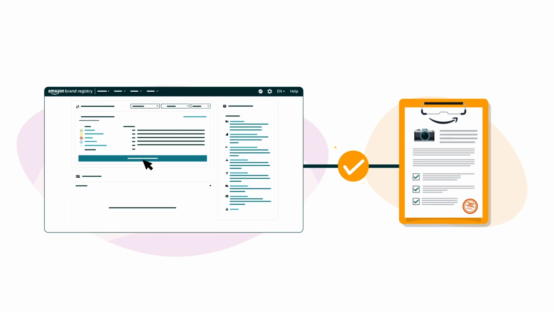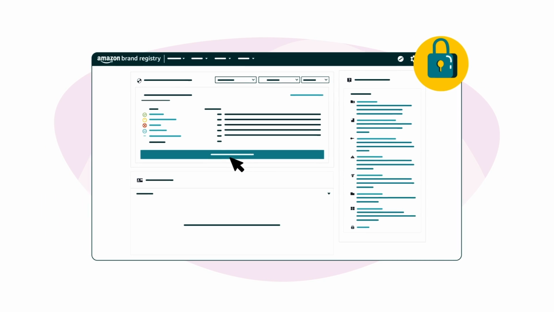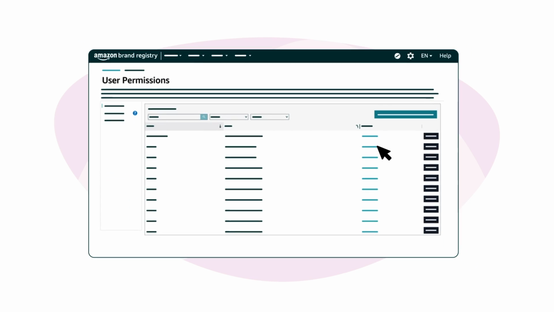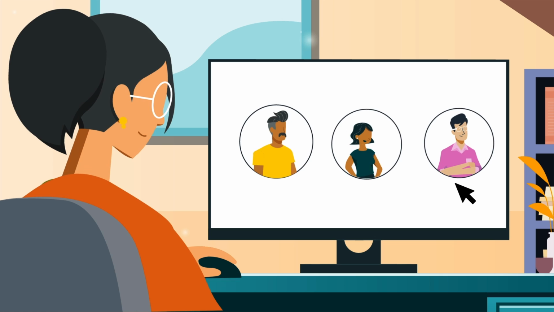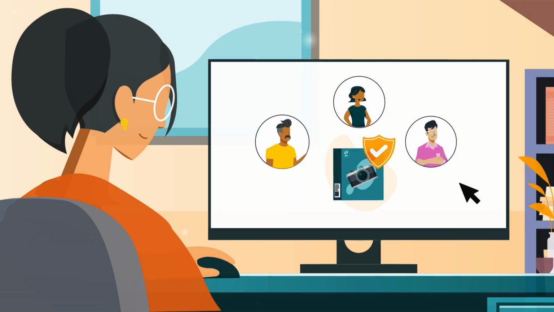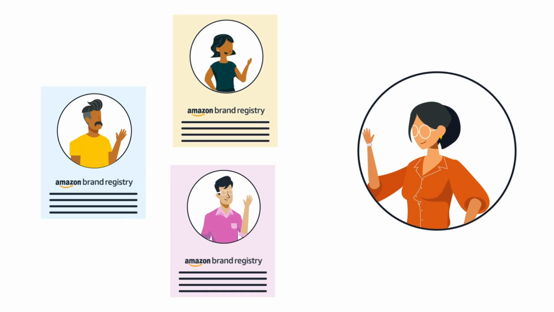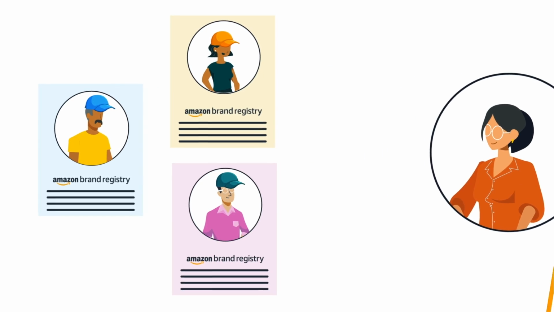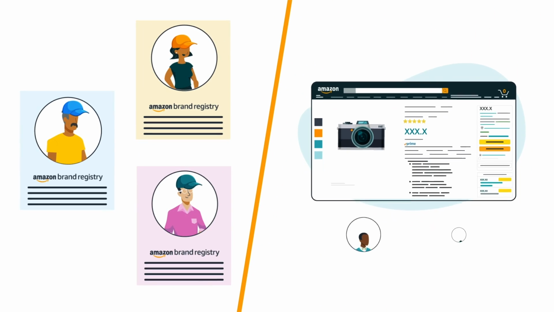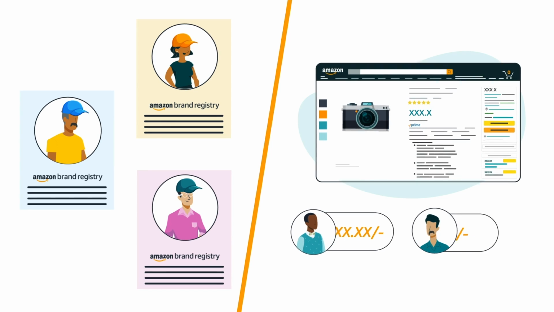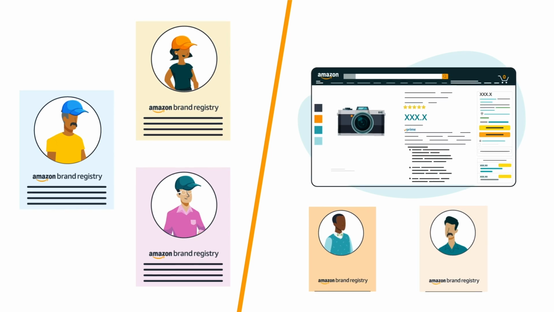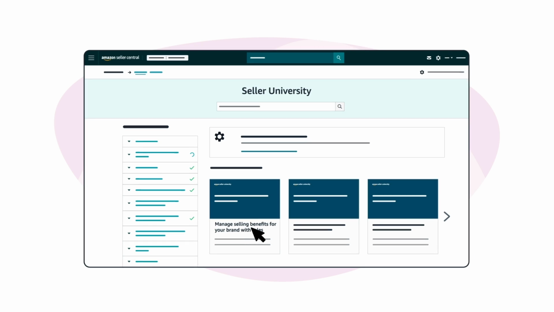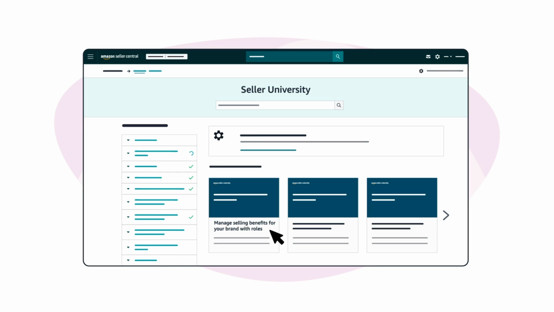Once your brand's enrollment is approved, your brand registry account will gain access to all the tools and permission settings in Brand Registry. If you need help managing or protecting your brand, you can affiliate additional brand registry user accounts and assign them specific protection roles. This is a separate process from extending listing privileges or brand selling benefits to other Seller Central accounts. For more on that, see our video, Manage Selling Benefits for Your Brand with Roles.